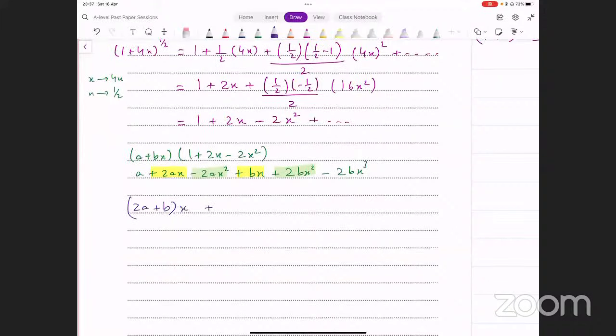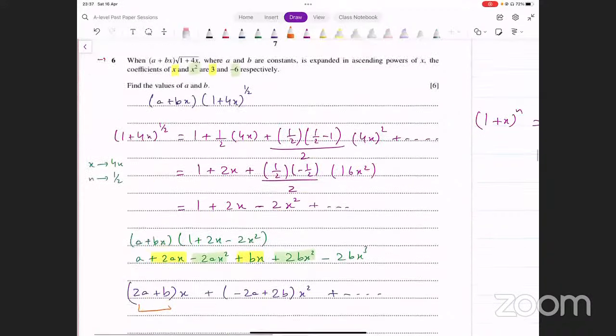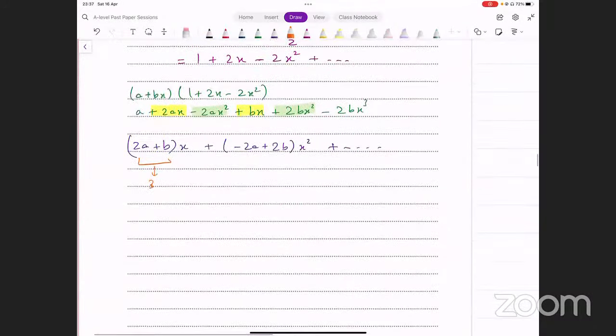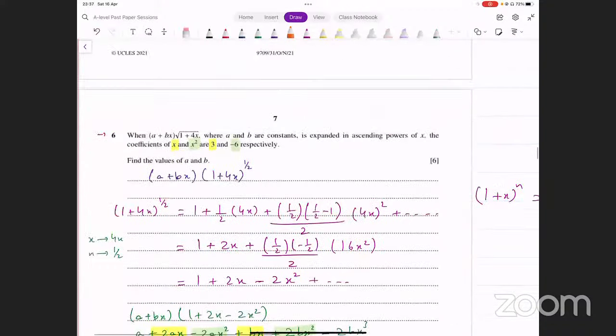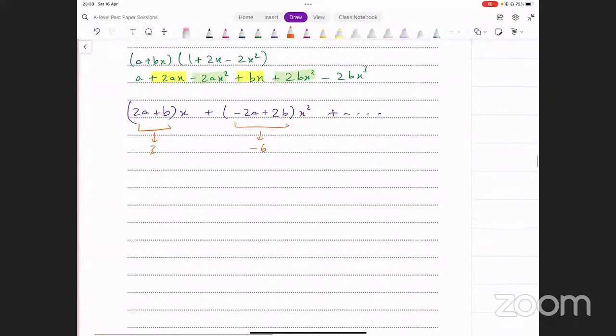What about the coefficient of x²? That's minus 2a plus 2b. That is the coefficient of x². बाकी सब हम ignore करें. अब हम क्या करेंगे? हम कहेंगे x का coefficient उसने कहा था क्या होना चाहिए? It should be 3. इसको 3 से equate कर देंगे. ठीक है? x² का coefficient क्या होना चाहिए? We were given that it should have been minus 6. So we will equate this to minus 6. We'll get two equations. We will have 2a plus b equals 3. And we'll have minus 2a plus 2b equals minus 6.